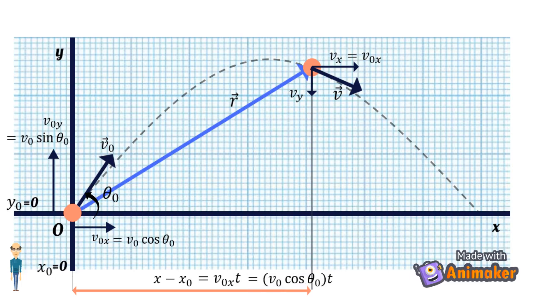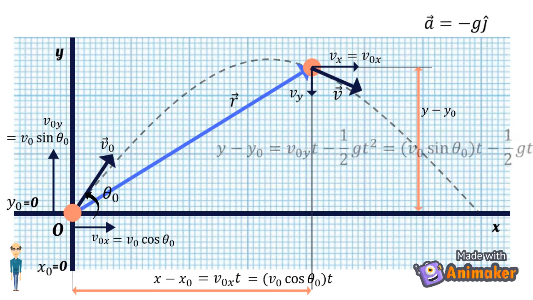The vertical motion is the motion of an object in free fall. The acceleration is downward and hence equal to minus g. We can write the equation of motion for vertical displacement as y minus y0 equal to v0 sin theta 0 into t minus half g t square.